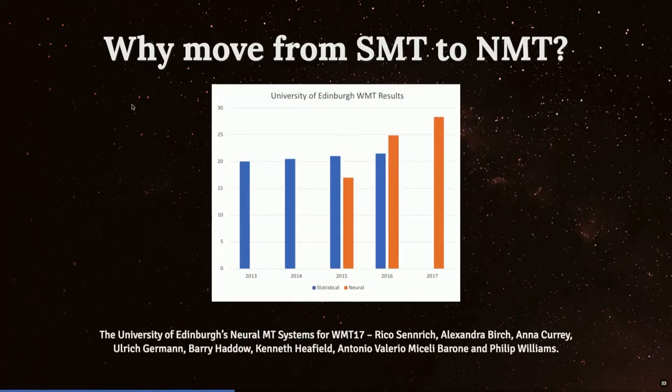Yeah, so this is a slide taken from the University of Edinburgh's WMT results. So that's kind of an annual competition where different models are compared on the same training set. And University of Edinburgh is a good example to use because they typically do very well in this competition. So they've got a lot of leading researchers. And you can see that for a number of years, their solutions were more or less the same. They got a little bit incrementally better.